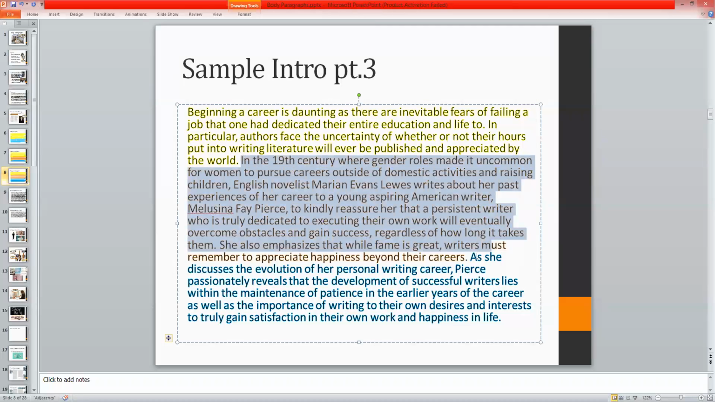Finally, they transition into the rhetorical situation. In the 19th century, where gender roles made it uncommon for women to pursue careers outside of domestic activities and raising children, English novelist Marianne Evan Lewis writes about her past experiences of her career to a young aspiring American writer, Melusina Fay Pierce, to kindly reassure her that a persistent writer who is truly dedicated to executing their own work will eventually overcome obstacles and gain success, regardless of how long it takes them. And this by itself is a great summary of the entire piece.